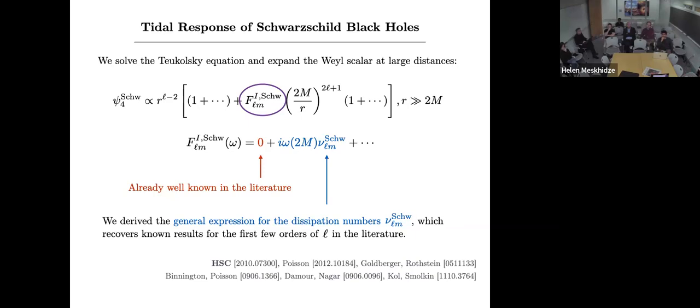And indeed, this fact that Schwarzschild has zero Love numbers has been known for some time, say in 2009 or so. So with this approach, we're just recovering some results that have been understood in the literature for a while. The nice thing about solving things with the Teukolsky equation is that one can derive the dissipation numbers for Schwarzschild black holes for all orders in the multipole expansion of the external tidal field. That's something that was missing in the literature.